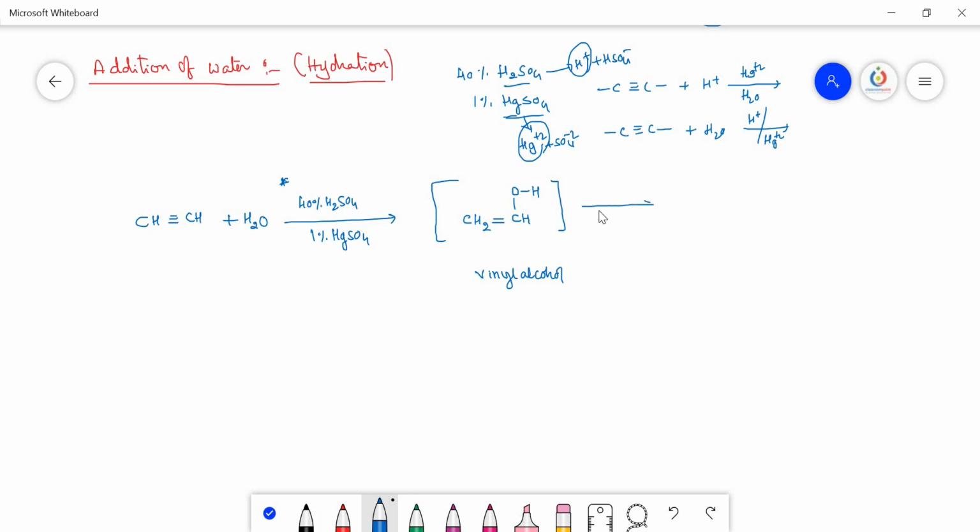So we know the reason. The reason is the OH part is added to the double bonded carbon atom. It immediately undergoes tautomerism, a type of isomerism, so that we get CH3 CHO, acetaldehyde.